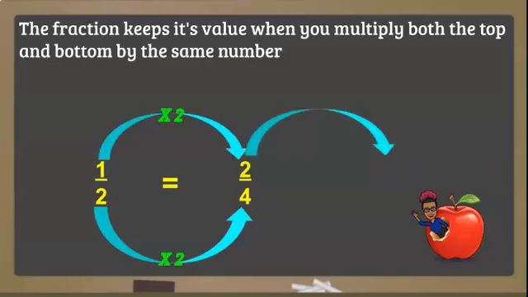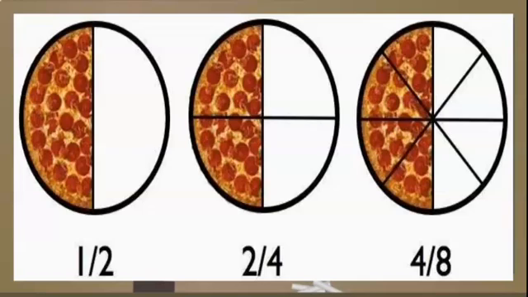We can go further, multiplying our numerator 2 by 2 again, and our denominator 4 by 2, which gives us the fraction 4/8. So half is equivalent to 2/4, 2/4 is equivalent to 4/8, and half is also equivalent to 4/8. You can see the model representation here, where half is the same as 2/4, the same as 4/8, on the models.